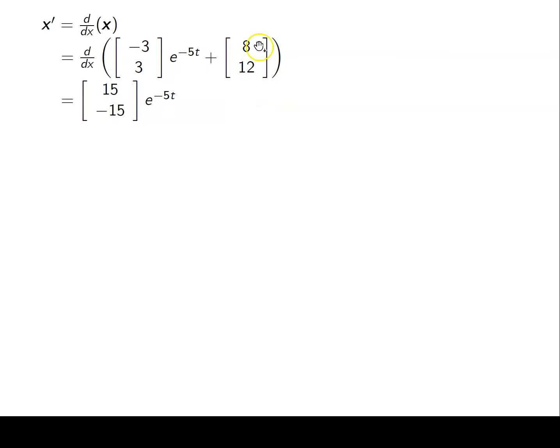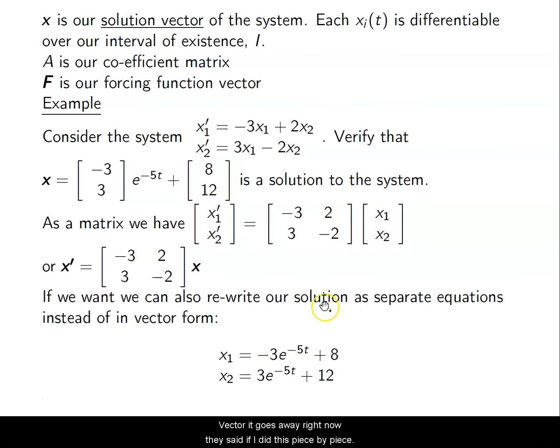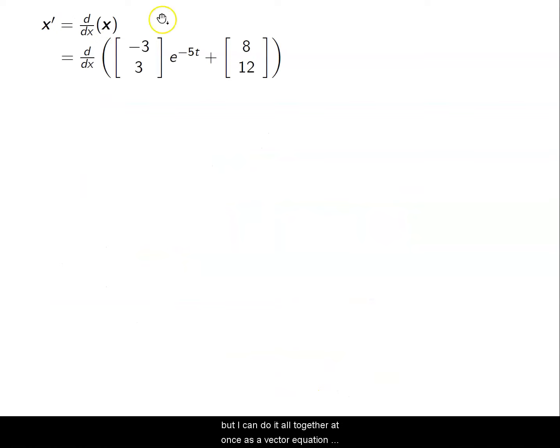This is a constant vector. It goes away, right? Notice that if I did this piece by piece, this derivative is 15 e to the negative 5t. This is gone. This is negative 15 e to the negative 5t, and this is gone. But I can do it all together at once as a vector equation, right? So this turns into negative 5 in front, so this scales up by negative 5. These are both constants, they just go away. So this is my x prime vector, okay?